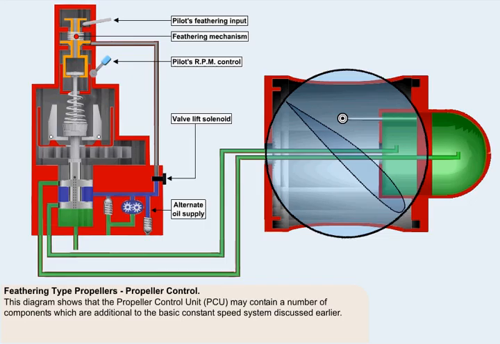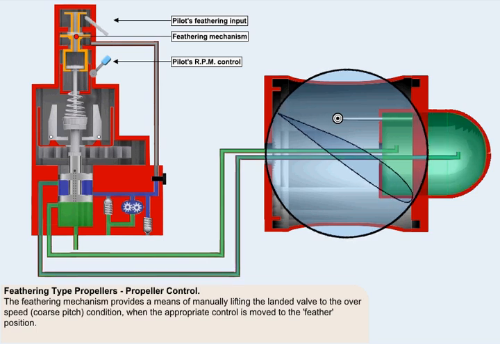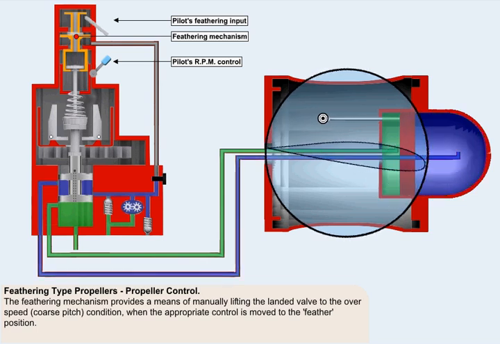This diagram illustrates that the propeller control unit may contain a number of components which are additional to the basic constant speed system that we discussed earlier. The feathering mechanism provides a means of manually lifting the landed valve to the overspeed or coarse pitch condition when the appropriate control is moved to the feather position.